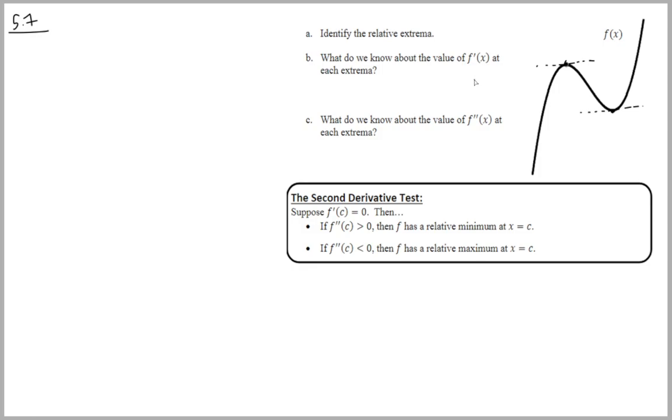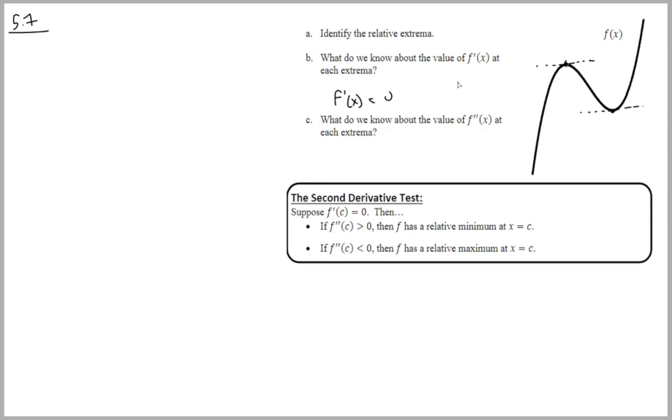What do we know about the value of f prime of x at each extrema? We know that f prime of x has to equal 0 at that point. But what do we know about f double prime at each extrema?